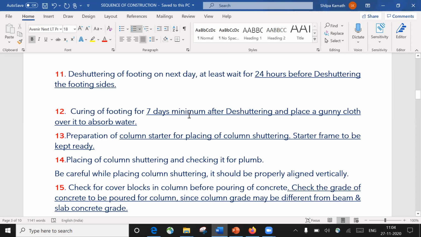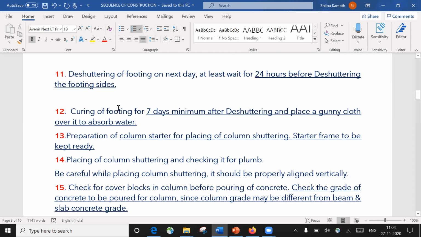Curing of footing for 7 days minimum after de-shuttering, and place a gunny cloth over it to absorb the water. So what do you mean by this? Once you remove the shuttering, we have to do the curing of the footing, right? Because we have seen the importance of doing curing. So usually what we practice is for a week we do the curing for the footing, and along with that, if possible, we can put a gunny bag over the footing, so that that particular area will be kept wet.